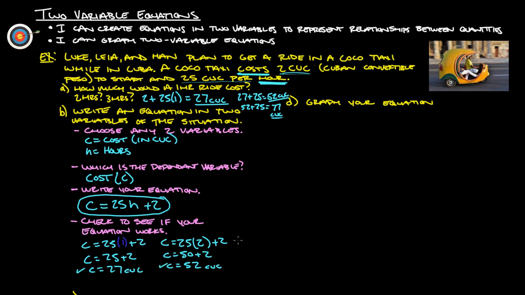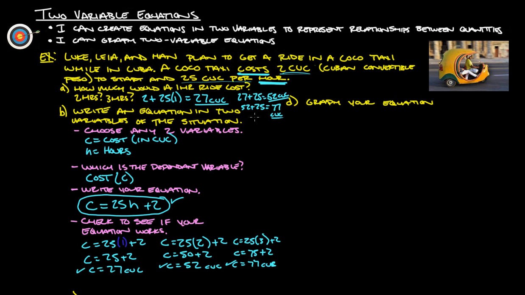And then let's try the last one. C equals 25 times 3 plus 2. That's going to be 75 plus 2. And that is 77 CUC as well. Okay, so all of those work. So I'm feeling really good about our equation that it is correct because it worked for all 3 of the ones that we had already calculated out.